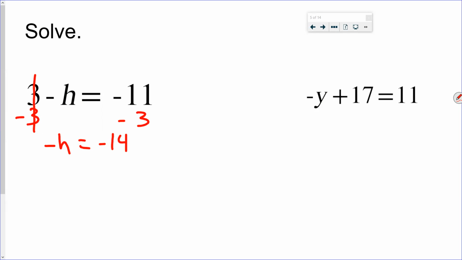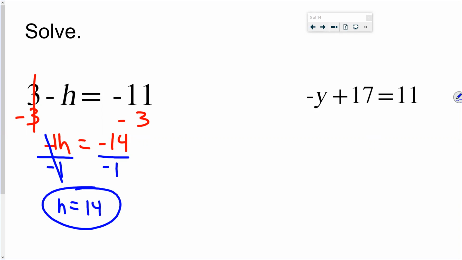We look, the h is not by itself. It looks like it's by itself, but there's a minus sign. So really, there's actually a minus 1 there. It's negative 1 times h. If it's negative 1 times h, that means I need to divide by a negative 1. Divide by a negative 1. These negative 1s go away, leaving me with h equals negative divided by negative is a positive. 14 divided by 1 is 14. So h equals positive 14.